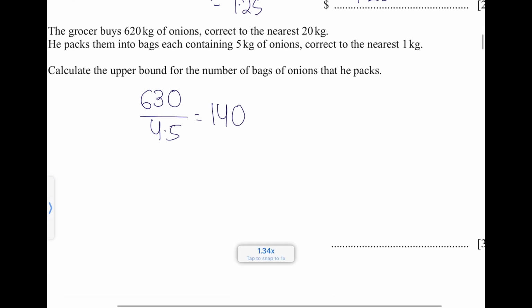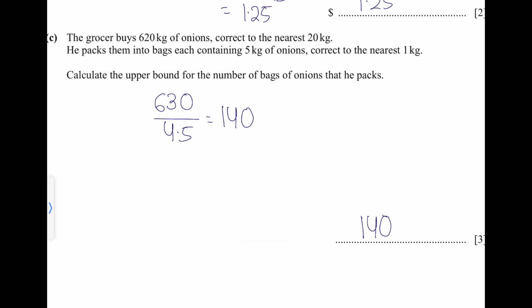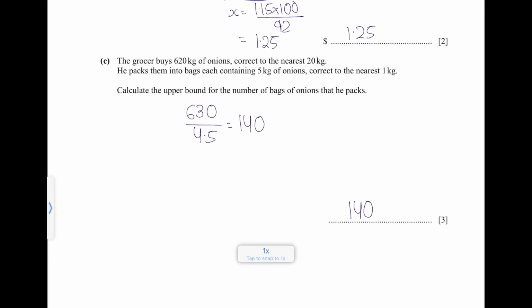If you are unsure about your answer with upper bounds and lower bounds, you can also do the alternative. That would be 610 divided by 5.5. That gives you 110 bags. But since we have gotten 140 bags, we will take the upper bound. Now let's move on to the next question.